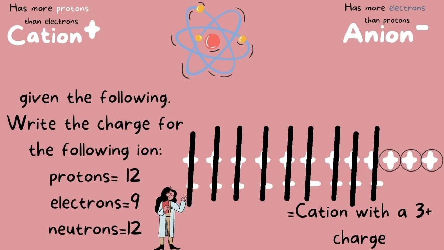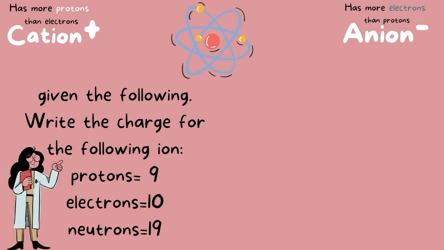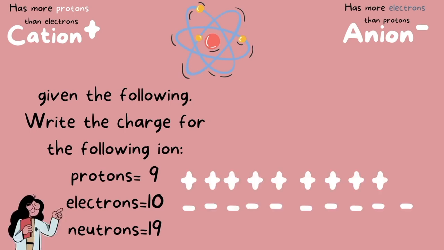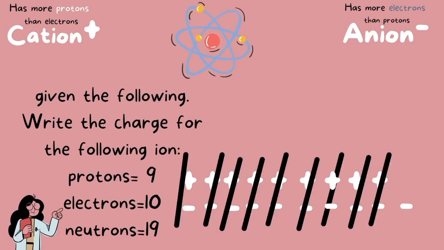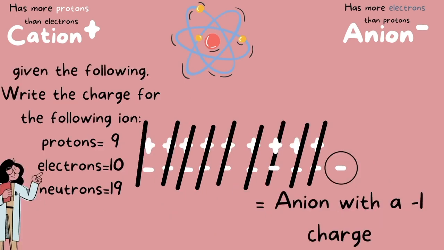Next, we are given the following. Write the charge for the following ion. We have 9 protons, 10 electrons. Already we can say that this will be an anion because it has more electrons than it does protons. We are left with an anion with a -1 charge, or you can just put negative. The 1 is always implied, so you don't necessarily have to have the 1 there.